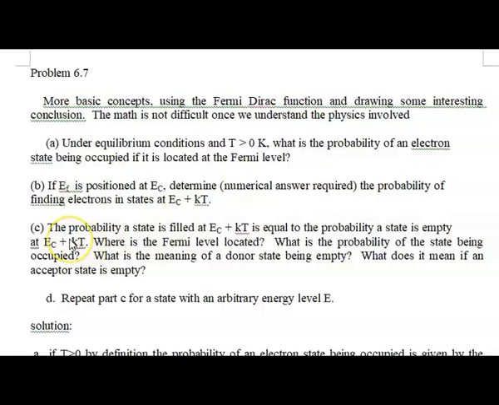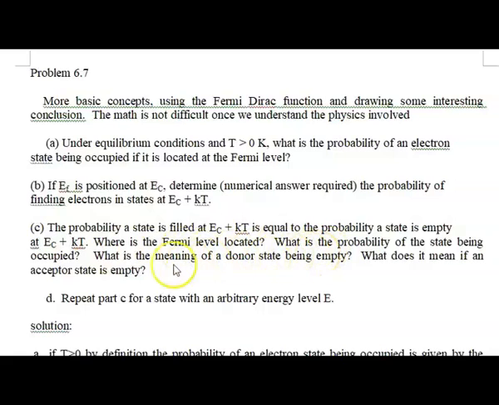Part C, and this is given to us: the probability the state is filled at the conduction band edge plus kT is equal to the probability of a state being empty at the same point, conduction band edge plus kT. Where is the Fermi level located under those conditions? This is the condition, and under those conditions, we want to find the position of the Fermi level.